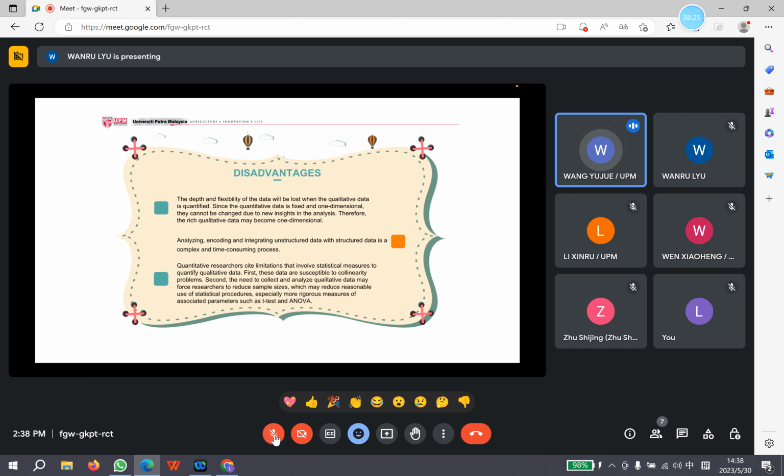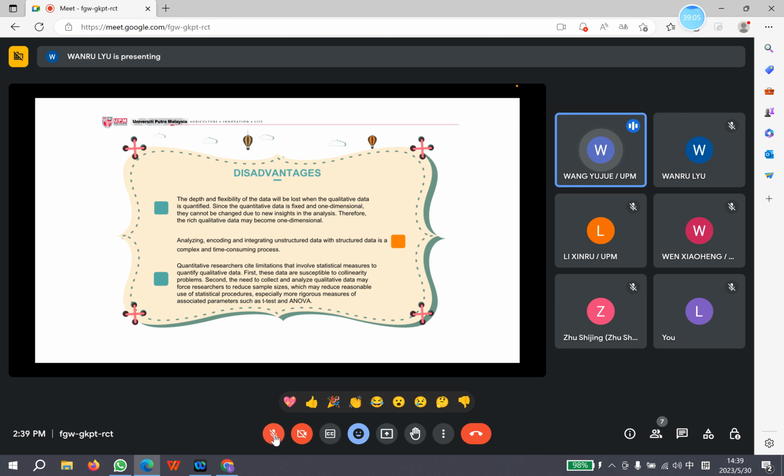And these are the disadvantages. The depth and the flexibility of the data will be lost when the qualitative data is quantified. Since the qualitative data is fixed and one-dimensional, they cannot be changed due to new insights in the analysis. Therefore, the rich qualitative data may become one dimension. And analyzing, encoding, and integrating unstructured data with structured data is a complex and time-consuming process.